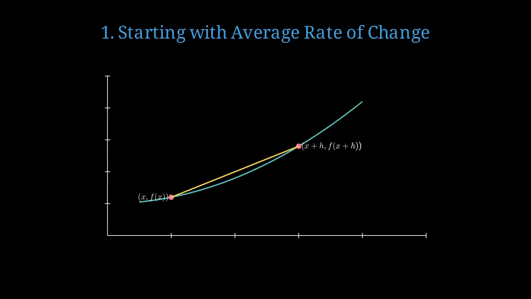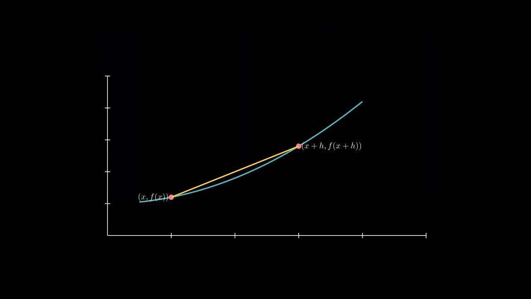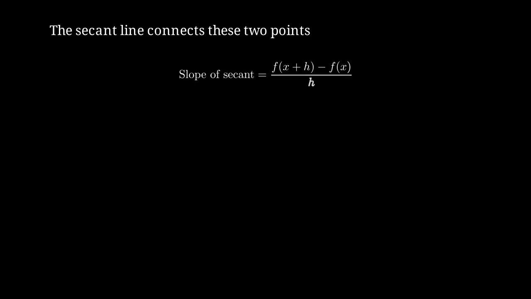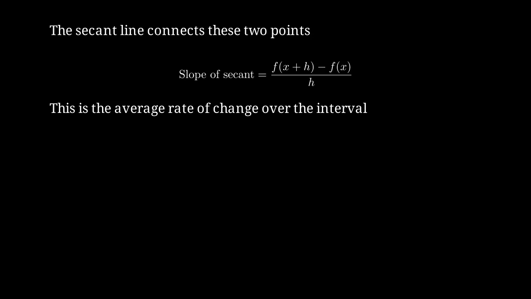Consider 2 points on a curve, one at x and another at x plus h, where h is some distance away. A secant line connects these 2 points, and its slope gives us the average rate of change. The slope of this secant line equals f of x plus h, minus f of x, all divided by h. This fraction represents how much the function changes on average as we move from x to x plus h.